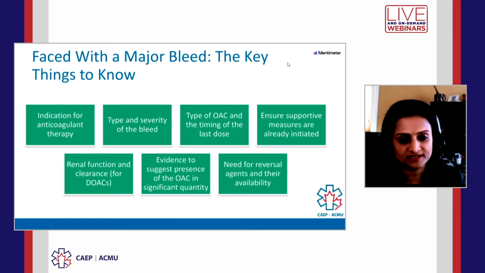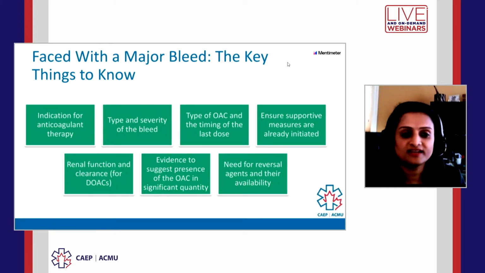Again, type and severity is important to establish from the get-go. Is this a major bleed that you're dealing with, or is this a nuisance bleed that they're presenting with? What is the type of oral anticoagulant they are on, and what is the timing of their last dose? Of course, always ensure supportive measures are already initiated, even prior to thinking about whether we need to send for lab work, and whether we are going to be ordering any antidotes or any reversal agents. You need to make sure what the established renal function is at this point, because this will become important when you're dealing with your direct oral anticoagulant agent, depending on their half-life and clearance.